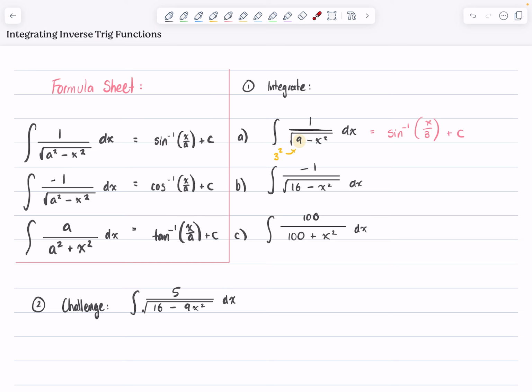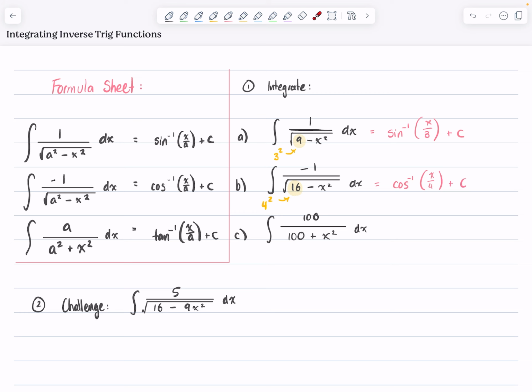Simple as that. The next one here changes slightly because we have a negative one on the numerator. So this is going to integrate into the arccos function. And this here is not going to be 16 in our final answer. It's going to be 4 because of course 4 squared is 16. So this one's going to be arccos of x on 4 plus c, the constant of integration.